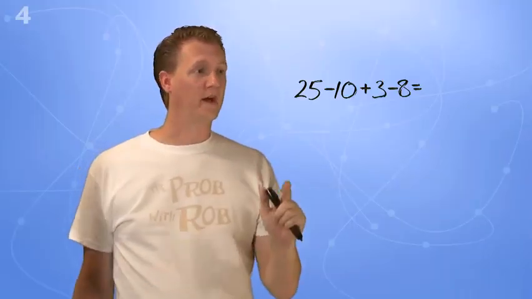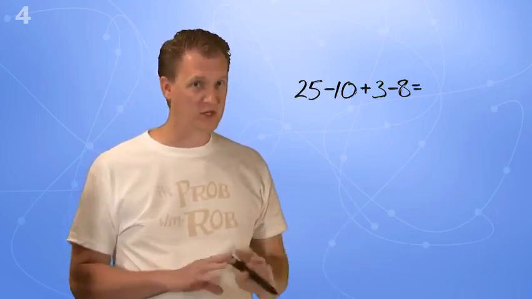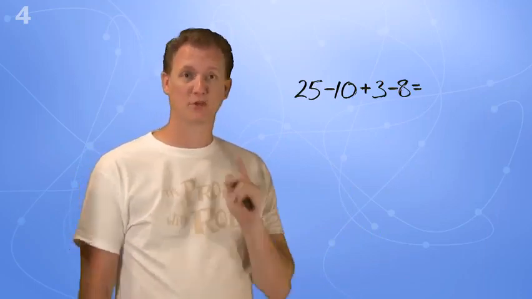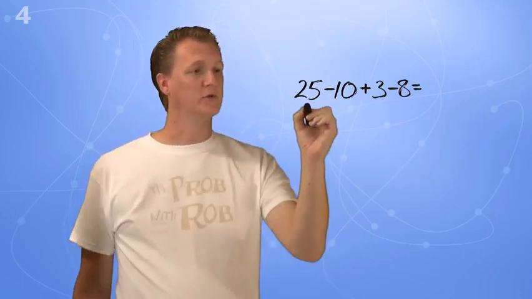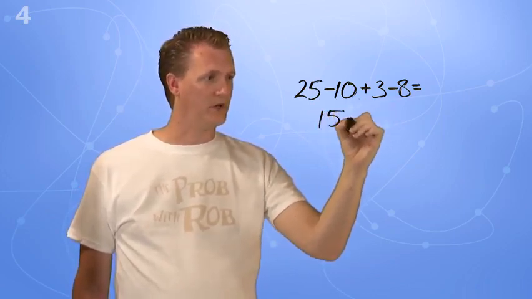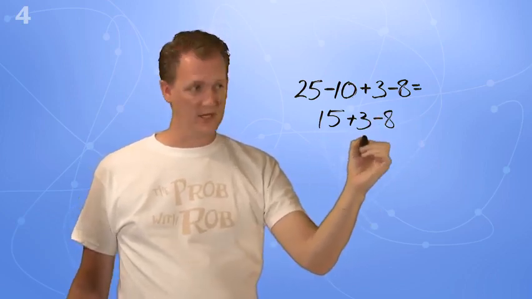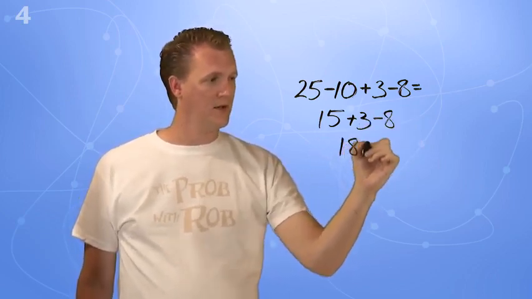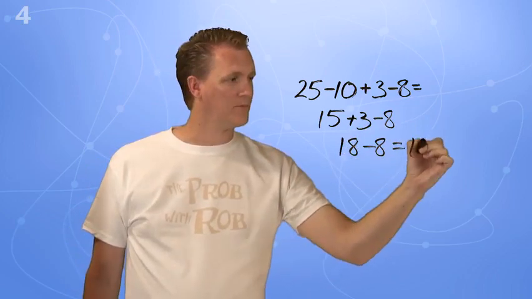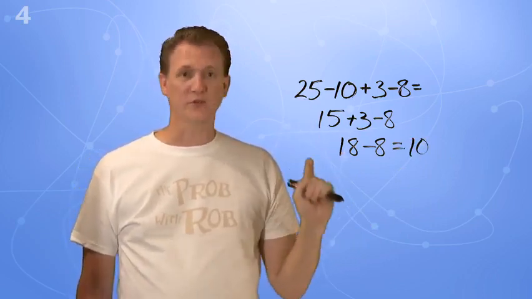Now we have 25 minus 10 plus 3 minus 8. So we just have addition and subtraction, and those are in the same priority level in our order of operations, so we do them from left to right. So 25 minus 10 equals 15. We bring down the plus 3 minus 8. So we have 15 plus 3 equals 18. Bring down the minus 8. And 18 minus 8 equals 10. So 25 minus 10 plus 3 minus 8 equals 10.